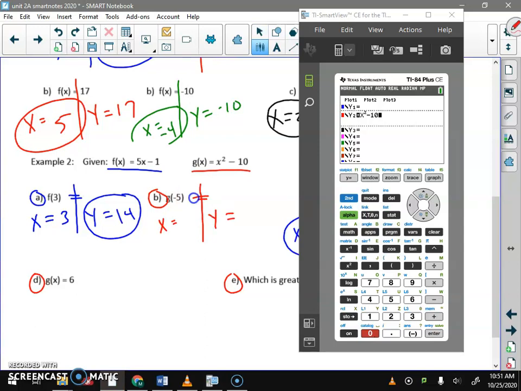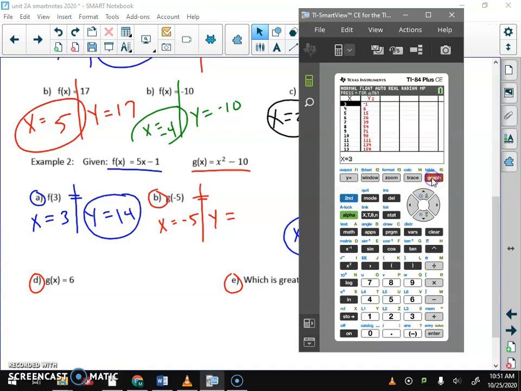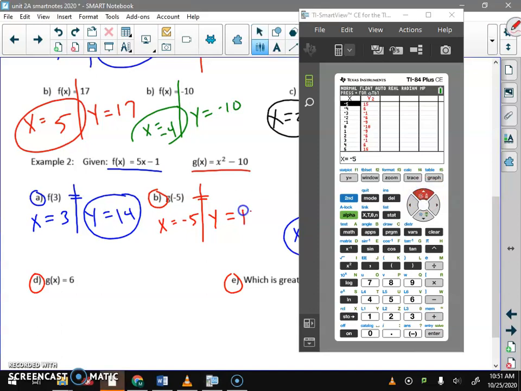What side is the -5 on? Of course, it's on the x side. Second graph, up till I get to -5 for x. There I am. What does y equal? 15. Go down to letter D.